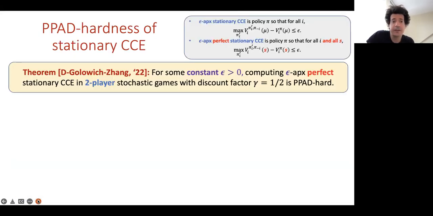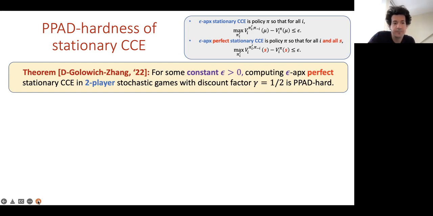So what are our main results? For some absolute constant epsilon, computing an epsilon-approximate perfect stationary CCE, even in two-player games and even for discount factor 1/2, is PPAD-hard. In contrast with normal form games, if you expect the interaction to last two rounds as opposed to one round, it changes everything. If the interaction is one round, CCEs are very tractable. If it lasts two rounds, so the discount factor is 1/2, then even with two agents and just an absolute constant approximation, that's PPAD-hard, which was very surprising to us.